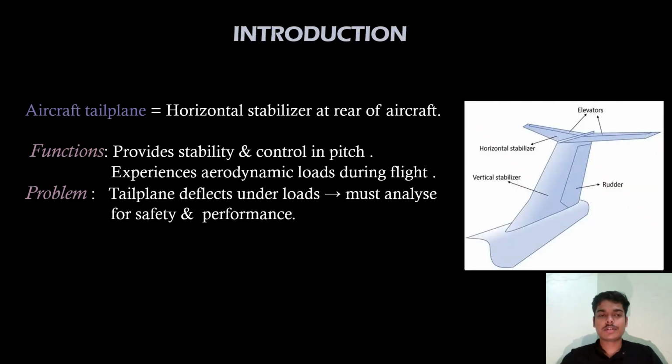Coming to an introduction to our topic, the aircraft tailplane is a horizontal stabilizer at the rear of the aircraft. Rear means at the tail side, and its functions are to provide stability and control in pitch, and it experiences aerodynamic loads during flight. The problem is that a tailplane deflects under loads and must be analyzed for safety and performance.